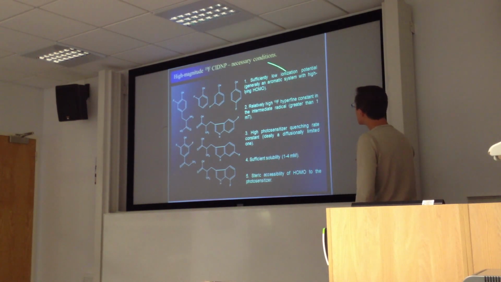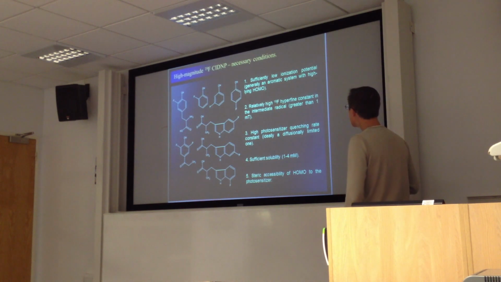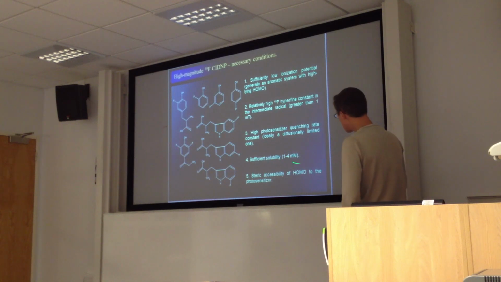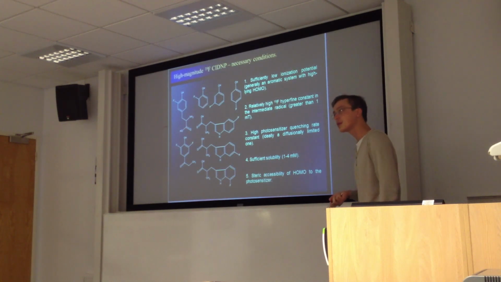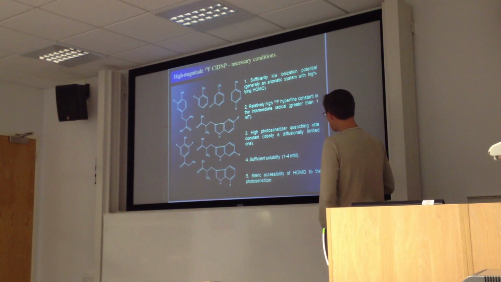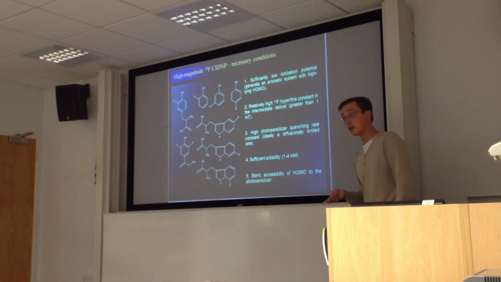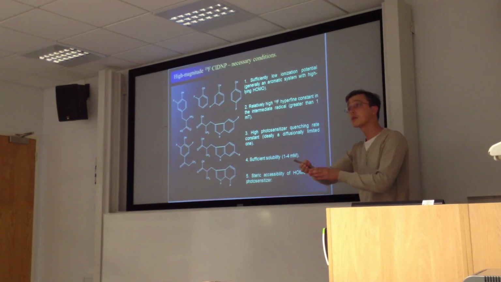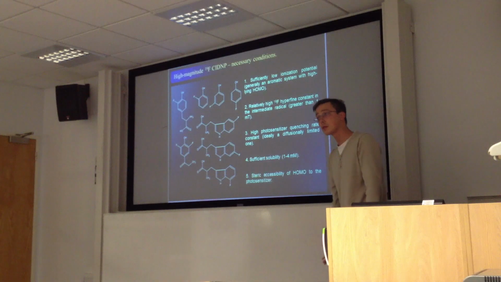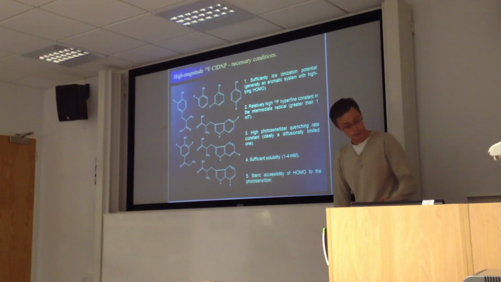So it needs a low ionization potential, needs a hyperfine coupling on the nucleus of interest, needs to actually react with the photosensitizer, needs to be sufficiently soluble. You need of the order of 4 millimolar concentration of that thing before the phenomenon becomes useful, and there's the important matter of geometric accessibility. If the photosensitizer cannot approach the aromatic system, then the reaction wouldn't happen for simple geometry reasons.